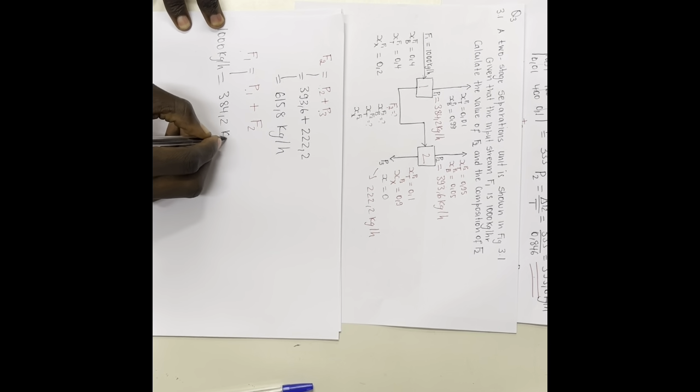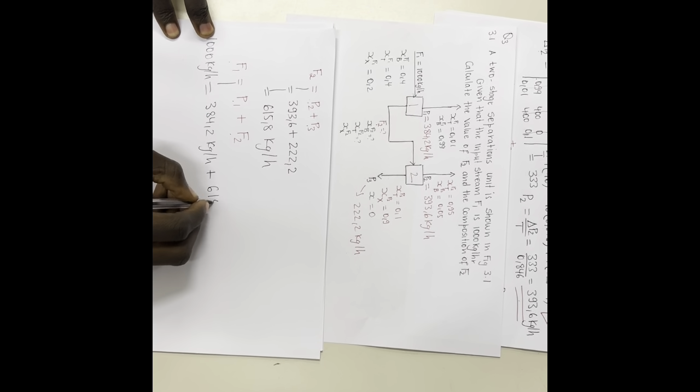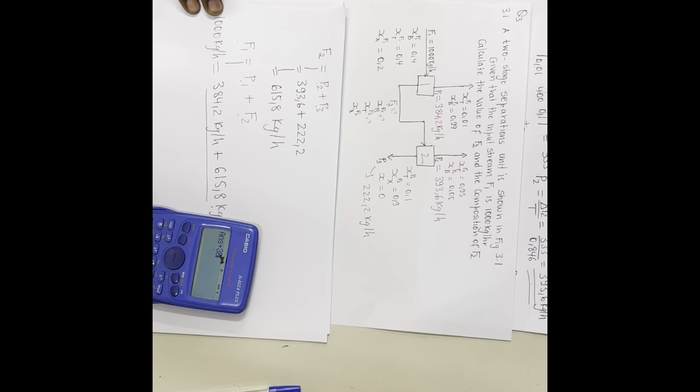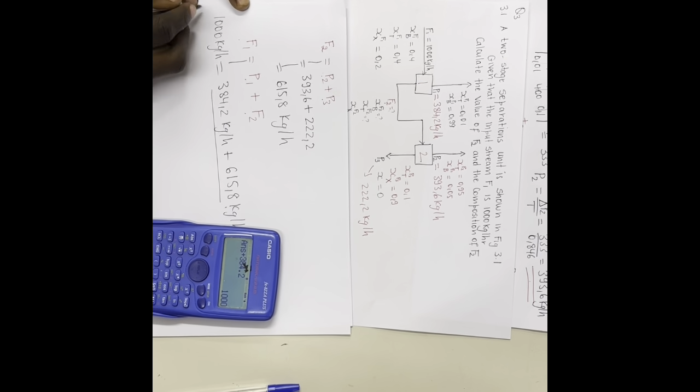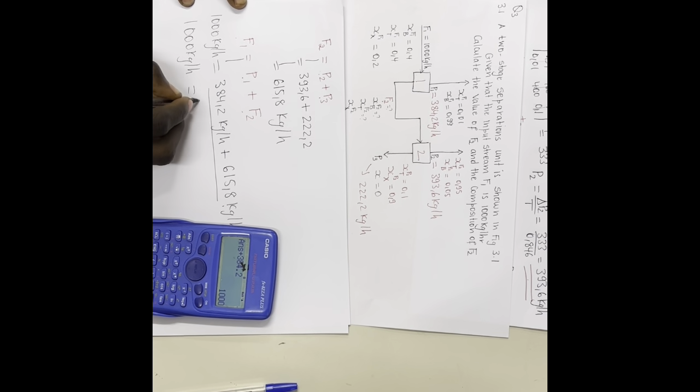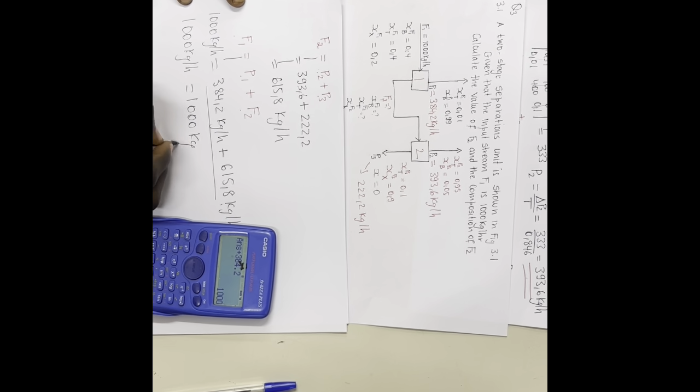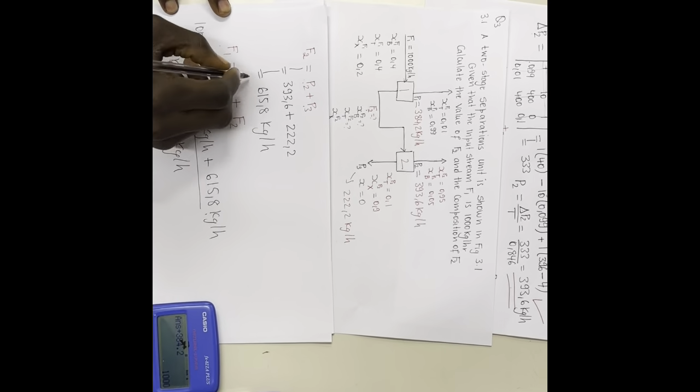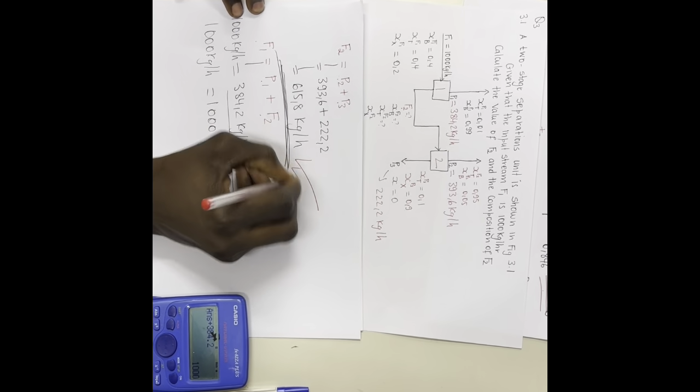P1 is 384.2 kilogram per hour plus F2 is 615.2 kilogram per watt per hour. Let's add these two numbers to see if we find 1,000. Plus 384.2, so we're gonna find 1,000. So 1,000 kilogram per hour is also on this side. So it means this value is the one that we're asking you to solve. This is your answer for that one.